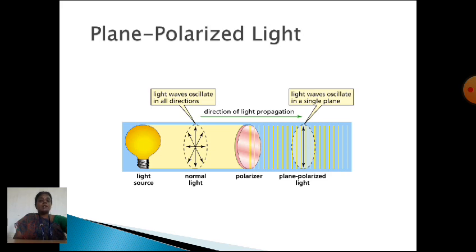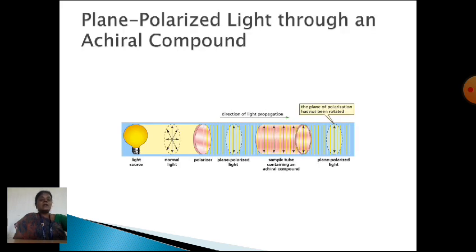For measuring the optical activity of any organic compound, we can't use ordinary light, because ordinary light oscillates in all directions. So we convert the ordinary light into plane polarized light by passing it through the Nicol prism. This prism converts ordinary light into plane polarized light, which oscillates in a single direction. After converting, that light is sent to the sample tube, which contains a very dilute solution of the organic compound.